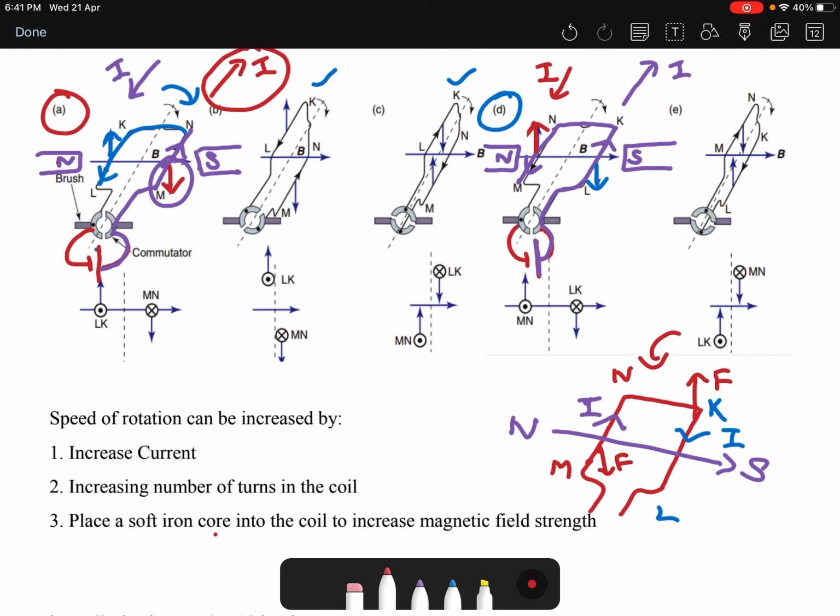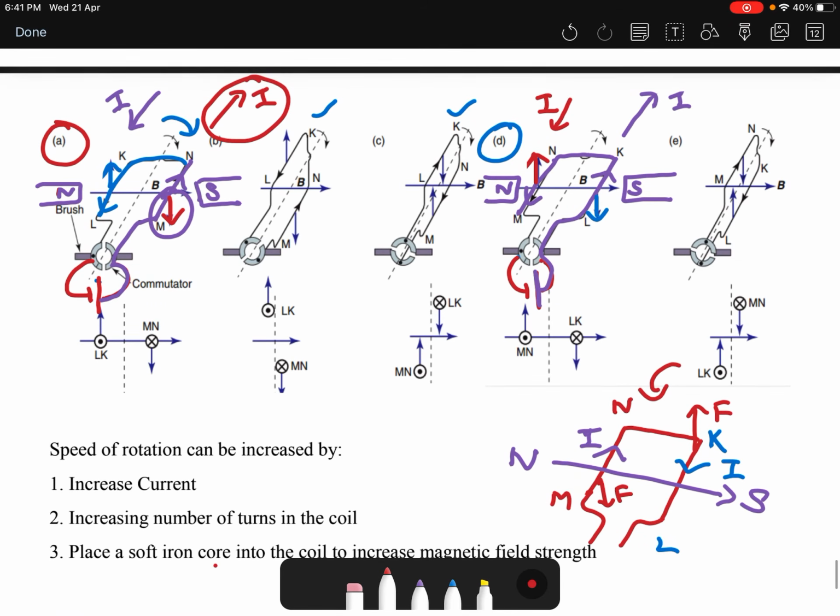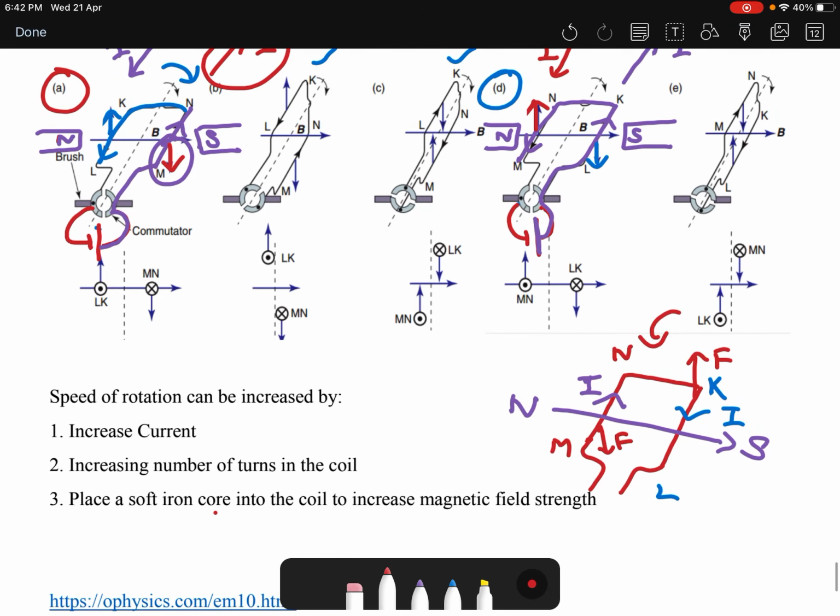Just now in diagram A, I want the coil to rotate in the clockwise direction. Now if I do not reverse the current, it will rotate in the anti-clockwise direction. So you can see that it will not rotate in the same direction anymore. That's why it's very important to reverse your current direction.